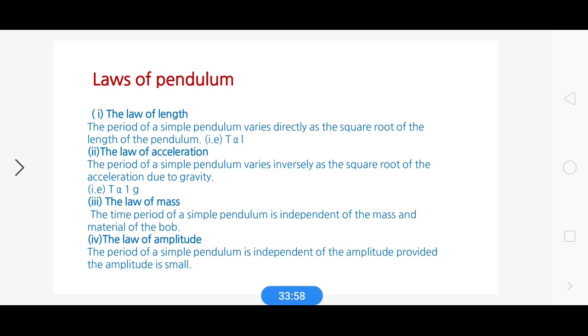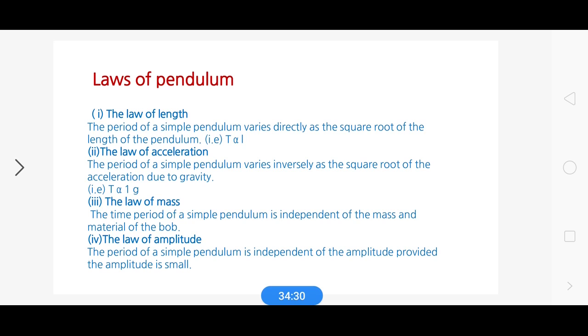Then the time period of the simple pendulum at these different places also changes. According to the equation, T is inversely proportional to root g. By increasing the g value, the time period decreases. By decreasing the g value, the time period increases. So this is the law of acceleration. Then we go for the law of mass.